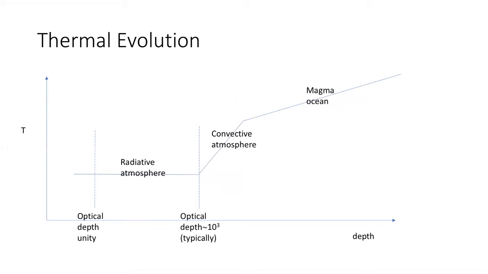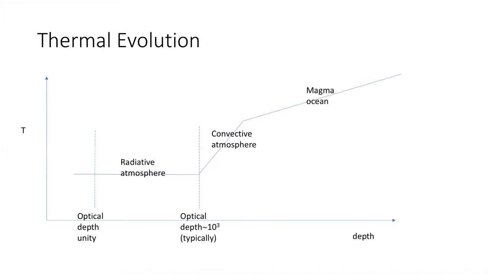So now let's talk about the thermal evolution. So here's the picture. Temperature as a function of depth. We have a radiative atmosphere, which extends well below optical depth unity. Why? Because the energy from the central star is much larger than the energy coming from the interior. And so if you work out the state of the atmosphere, you find that typically you have to reach an optical depth of more than 1,000 before it becomes convective. So this is an almost isothermal part of the atmosphere. Then you get the convective atmosphere, which sets the temperature at the surface.